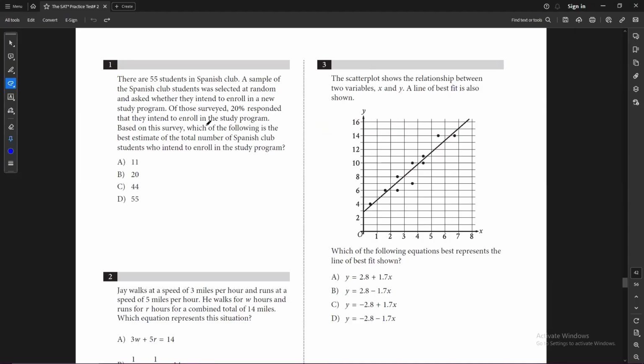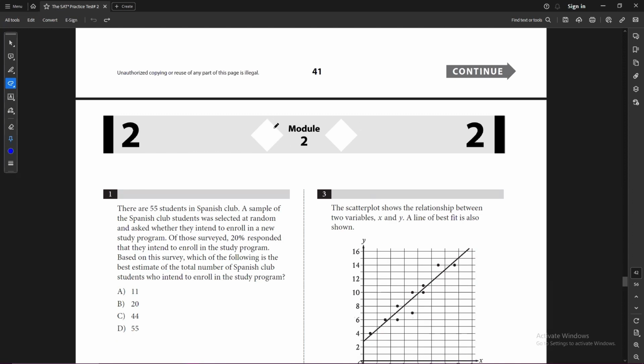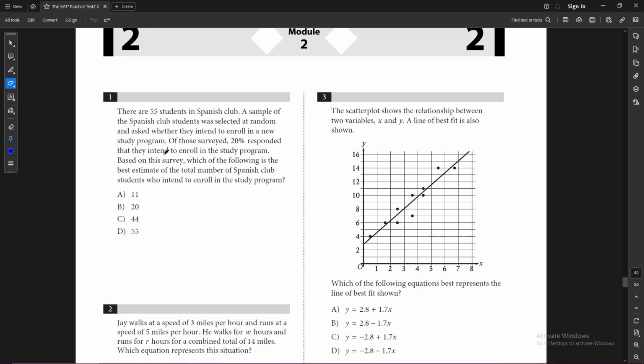And now let's get started with the first question. Hey guys, so we're continuing with the digital SAT Module 2 today, and let's get started with the first question.